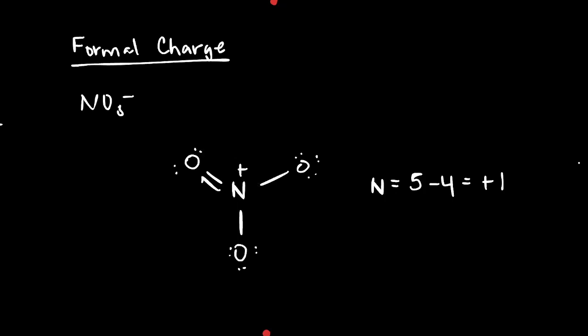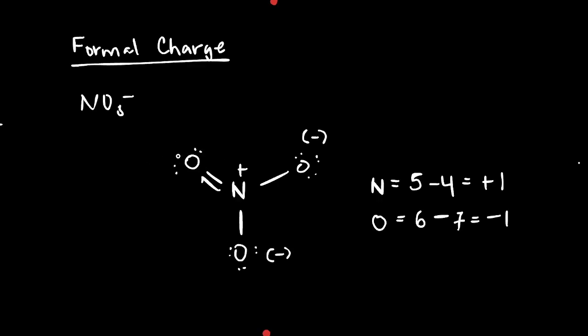Now, let's do the same thing for the oxygens. Let's start with this oxygen here. We know that oxygen, according to the periodic table, should have 6 electrons. Now, what does it have? Well, we count each electron in the lone pair as a single electron, so that's 1, 2, 3, 4, 5, 6, 7. So we have the 6 electrons here plus the 1 that we get from the bond, so that is 7, giving us a formal charge of minus 1. We have the same thing going on here, so this is also minus 1.